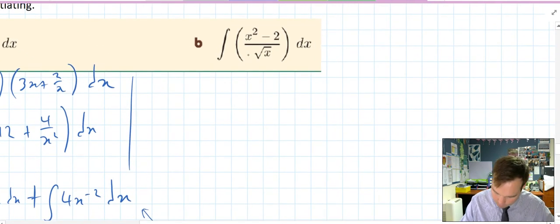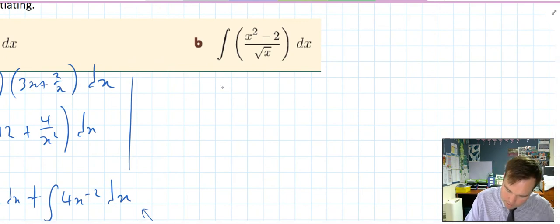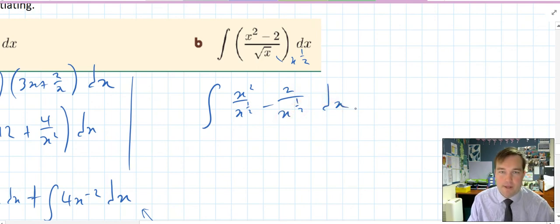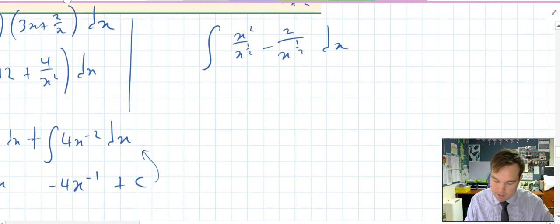Alright, this one here, once again we're looking in parts. This here is really x to the half on the bottom. And we can write this in parts. So it's really x to the 2 over x to the half minus 2 over x to the half. You can split fractions up that way by taking the denominator and putting it in separate places.